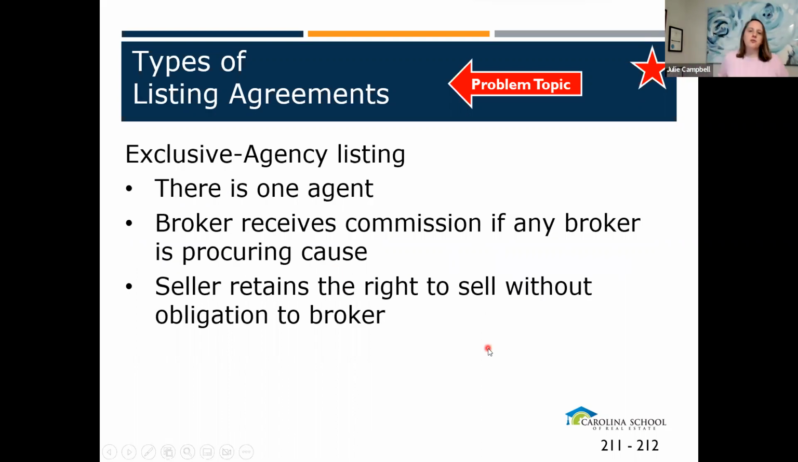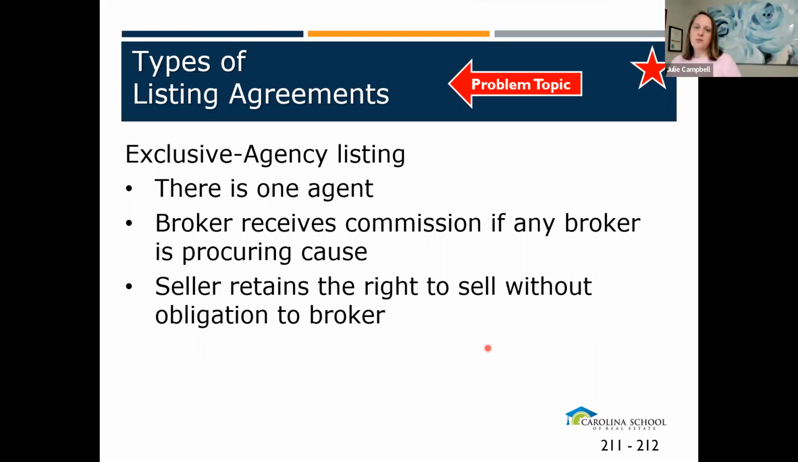Then we have an exclusive agency listing. And with an exclusive agency listing, how many firms is the seller dating? All right, now we're getting better, right? Now the seller's just dating one firm. There's only one firm, one agent. If you sell that home, you get paid. If you don't, somebody else will get paid. And the seller still retains the right to sell it without you.